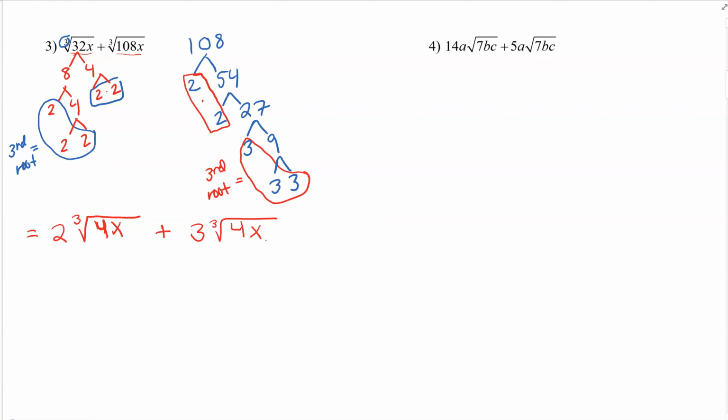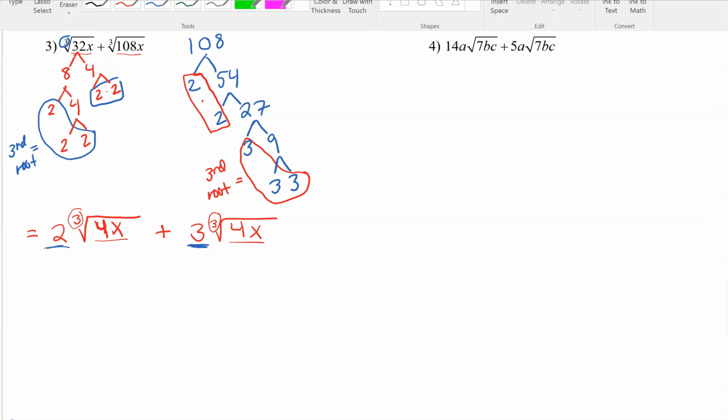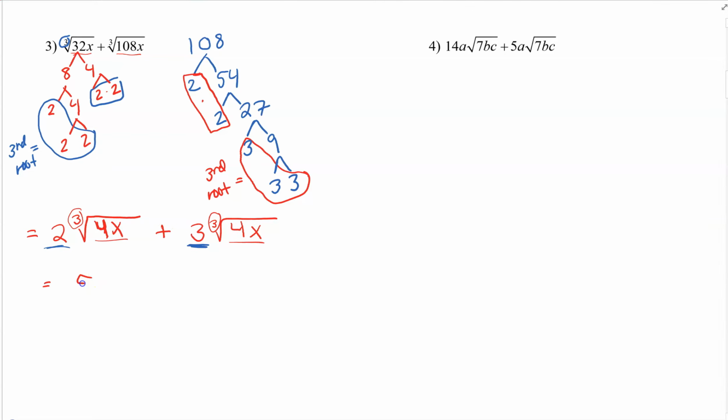So now they are like terms, right? The index and the radicands match for both of these. So I go ahead and add the numbers on the outside. So this is saying, well, you have 2 cube roots of 4x, adding with 3 more cube roots of 4x, and so that all together would make 5 total cube roots of 4x. And so that would be my answer there with that one.